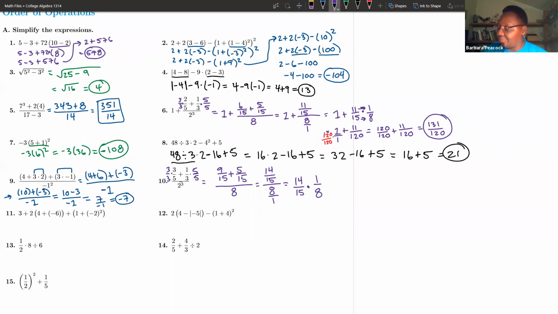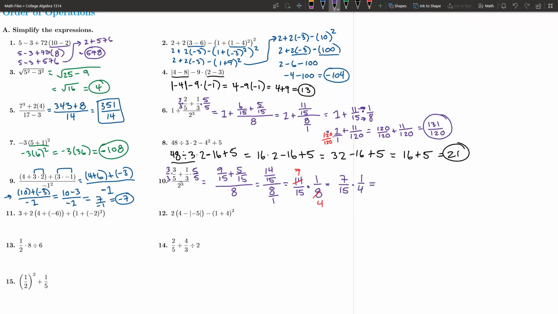All right. And now 14 over 15 times 1 over 8. Yes, we can multiply straight across, but we can check to cross cancel. What is the smallest number you can take from 14 and 8? 2. Good. If I divided 2 from 14, we get 7. If I divided 2 from 8, we get 4. And I'm going to rewrite what we have. 7 over 15 times 1 over 4. Multiply straight across. 7 over 60.